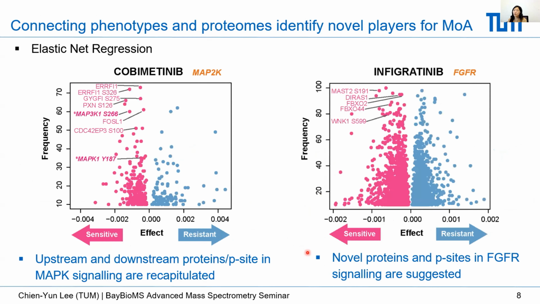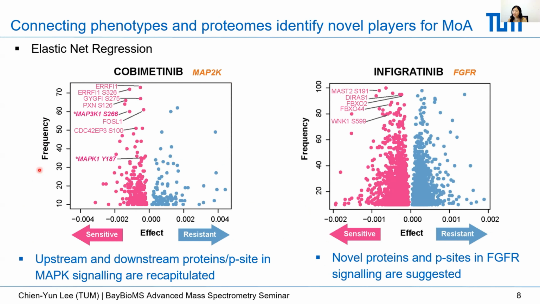And the next thing to connect the proteome and full proteome to the drug response is that we performed elastic net regressions. In this analysis, we see how often a protein or phosphosite, where each dot is a protein or phosphosite, associates with the diverged drug response. One example is cobimetinib, which is a MAP2K inhibitor.